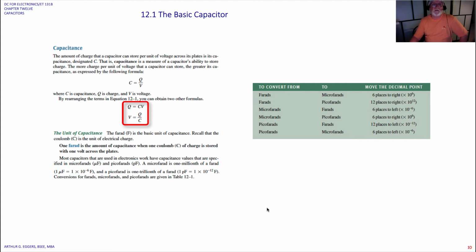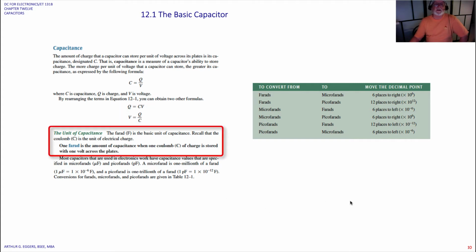So the unit of capacitance then, as I said before, is the unit called a farad. It's the basic unit of capacitance. Recall that the coulomb, though, is the unit of electrical charge. So by definition, 1 farad is the amount of capacitance when 1 coulomb of charge is stored with 1 volt across the plates.